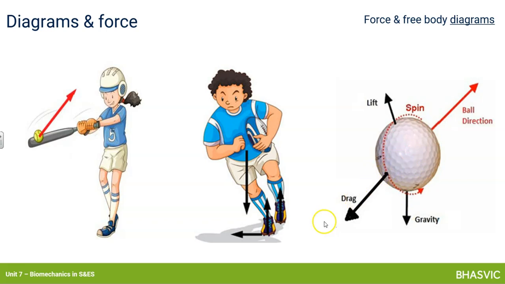And we've got this drag force, this air resistance force, which is working against the direction of motion, kind of slowing it down a bit. So again, just showing how these arrows can represent forces on objects or athletes.